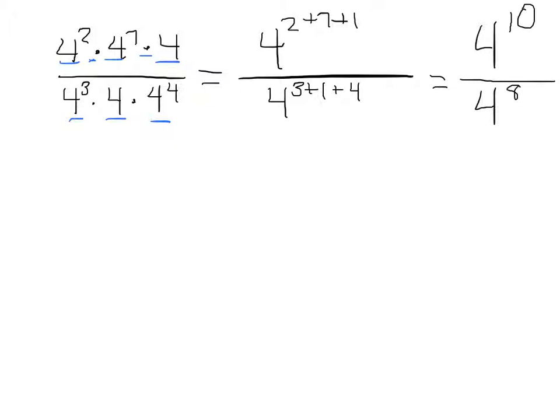Now I see that I have a division. I have a quotient here, so I can use my quotient of powers. And I know that my quotient of powers tells me that I can take the same base and subtract my exponents. I now need to simplify that. So I have 4 raised to the 10 minus 8, which is 2.